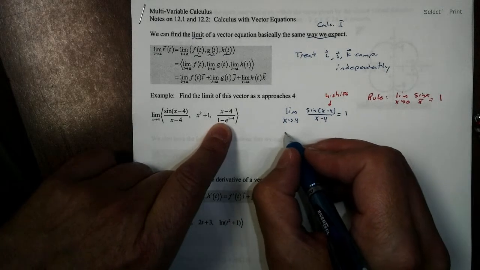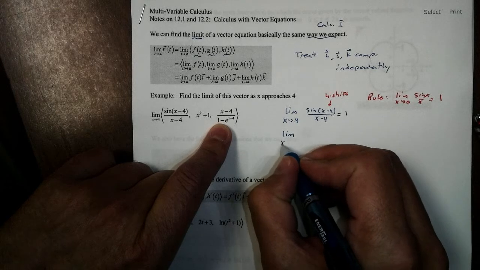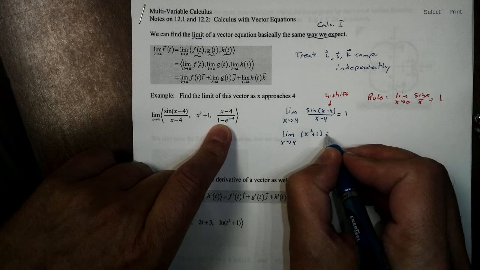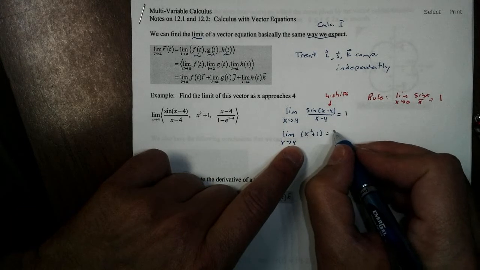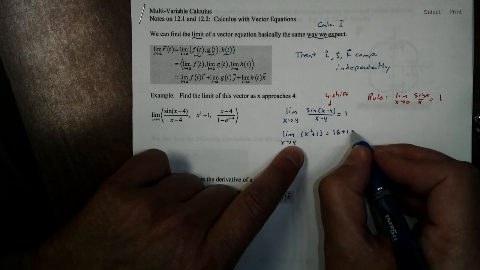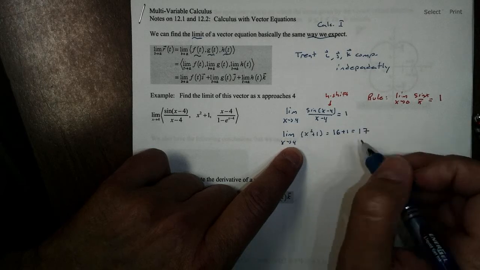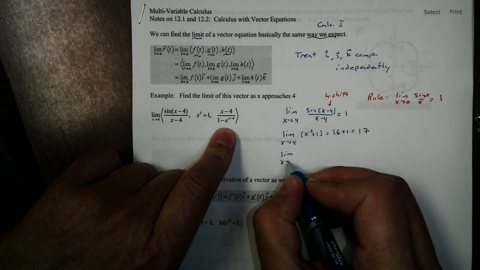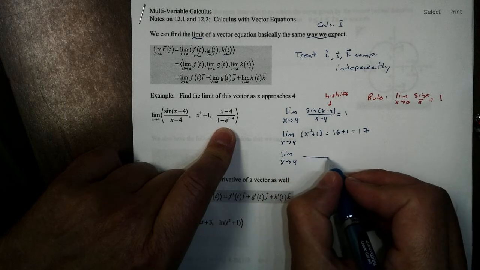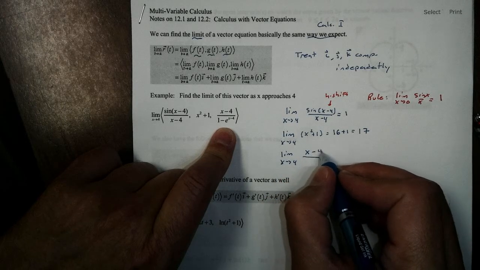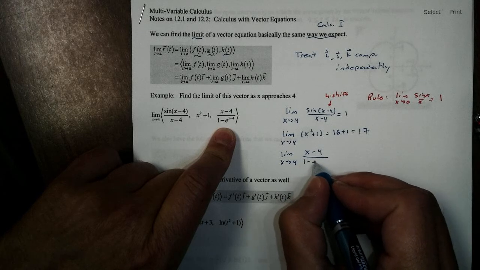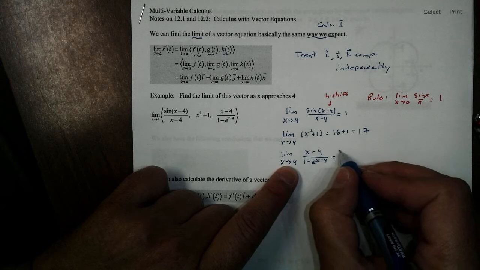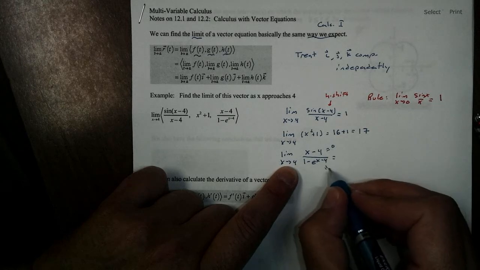The next one we're going to take a look at is the limit as x approaches 4 of x squared plus 1. And this is just our substitution. We would get 16 plus 1, which is 17. And then the last one, this one looks pretty nasty, the limit as x approaches 4 of x minus 4 over 1 minus e to the x minus 4. If we plugged in the 4, we would get 0 over 0.